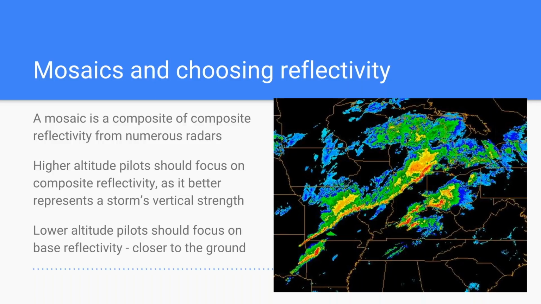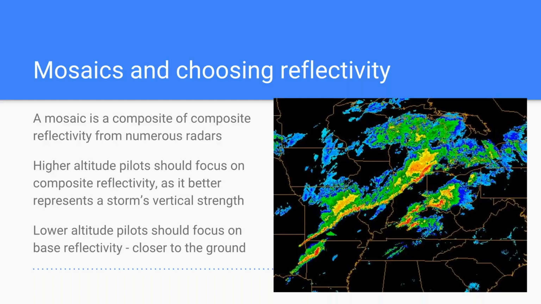If you're a higher altitude pilot, general rule of thumb, if you're spending more time 10,000 feet or above, you should be focused on composite reflectivity if you have the option, as it better represents a storm's vertical strength. Lower altitude pilots, 10,000 feet or below, give or take, should focus on base reflectivity because, as I mentioned, base reflectivity shows us the reflectivity closest to the ground.